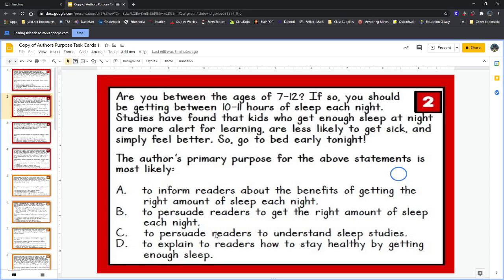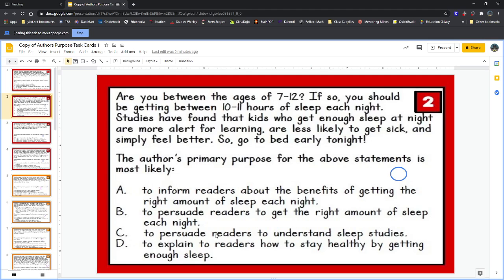You'll be more able to learn, and you're less likely to get sick. Okay, are those good things? Yes. Okay, so they're telling you if you get enough sleep that it's a good thing, right?